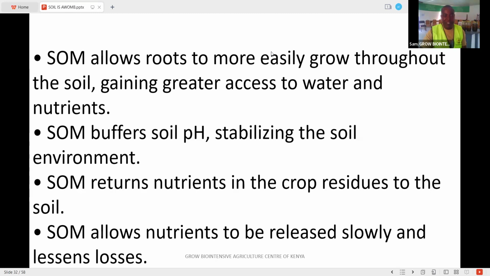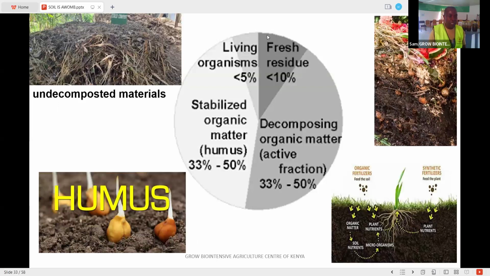Soil organic matter again returns nutrients in the crop residues to the soil, and also it allows nutrients to be released slowly, just like dripping. The way the drip irrigation system drips the water, it allows that drip. It releases nutrients slowly by slowly, which is very, very important. Not as the inorganic fertilizers, conventional ways of farming.